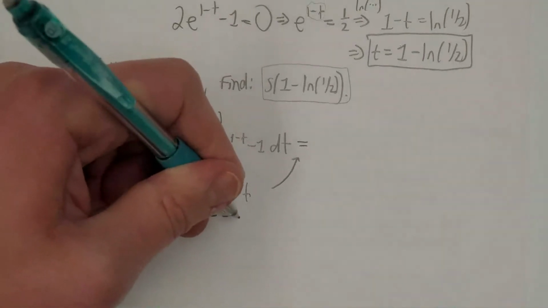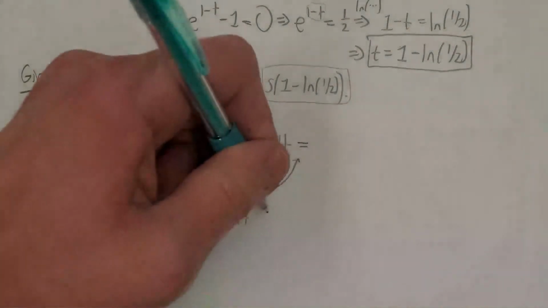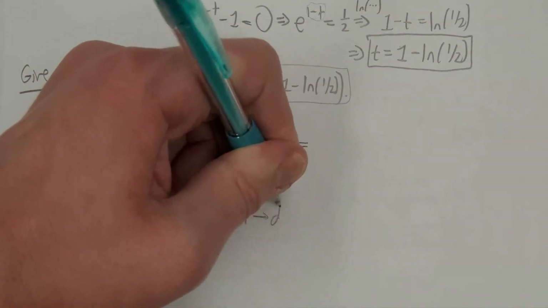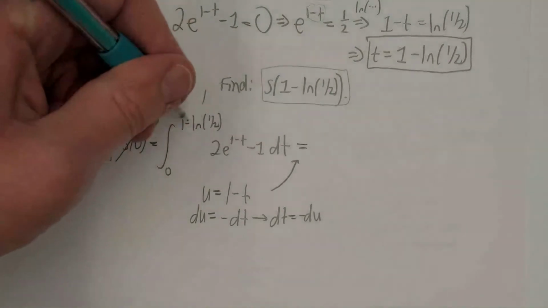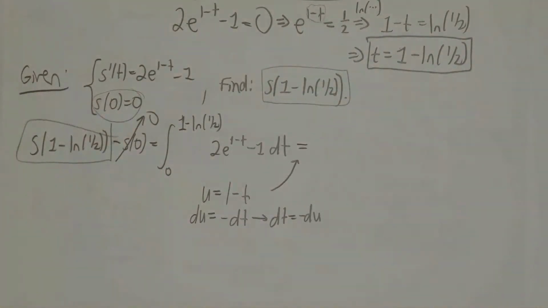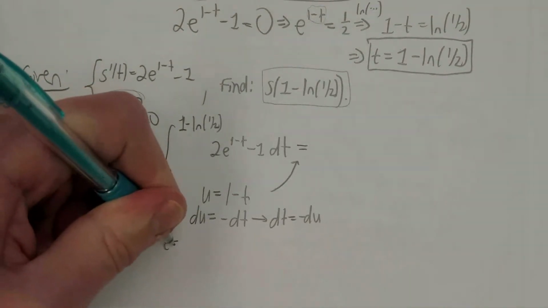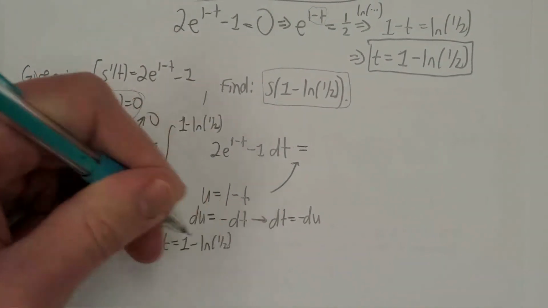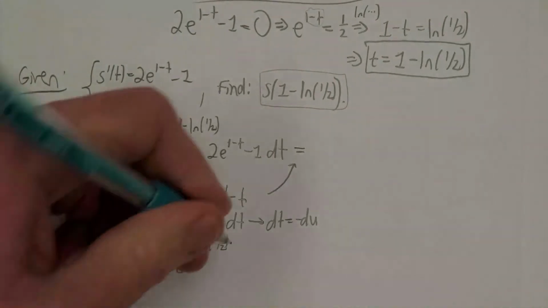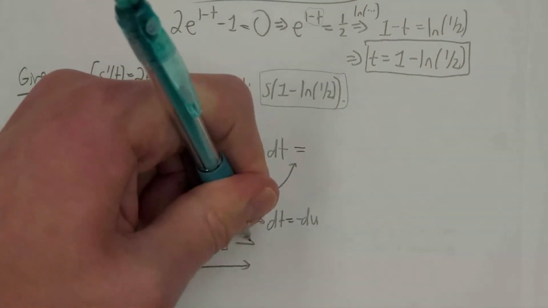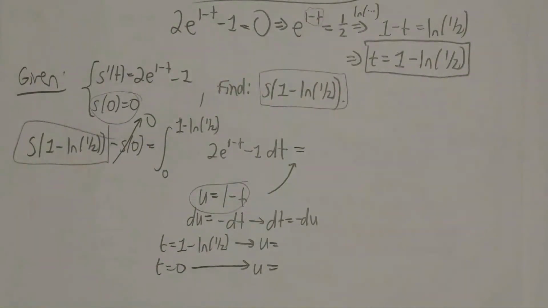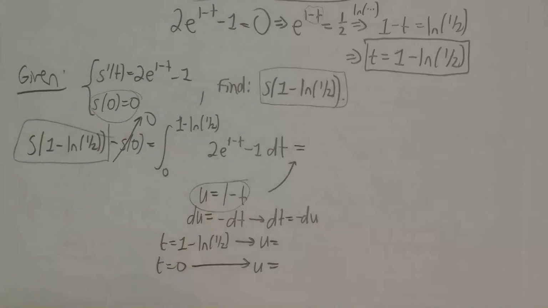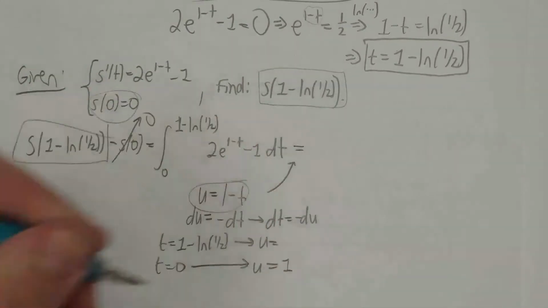Yeah, -1. So we have du equals negative dt, or you can also write this as dt equals negative du. Okay? Because we have a definite integral here, we should correspondingly change the bounds. So we have t equals 1 minus natural log of 1/2, and t equals 0. Utilizing our u substitution up here, if you let t equal 0, that's pretty quickly just 1 for our lower bound.